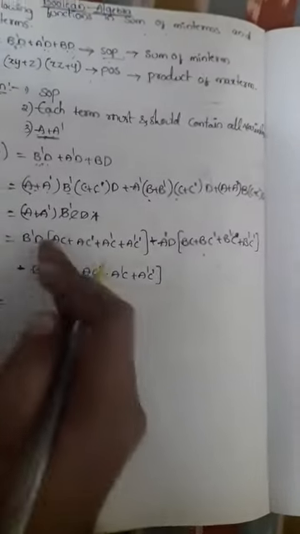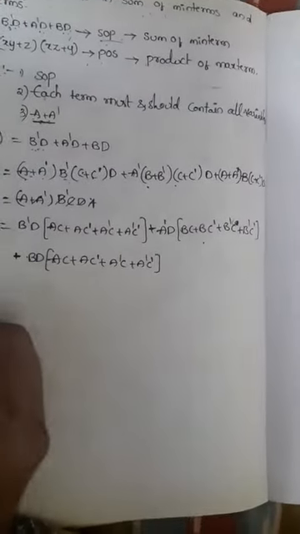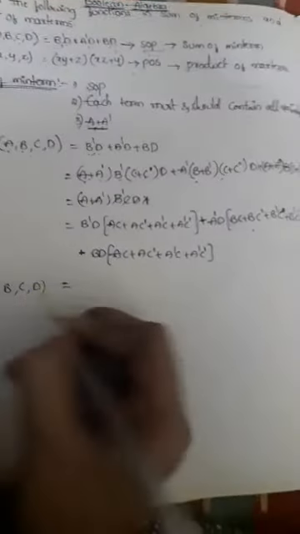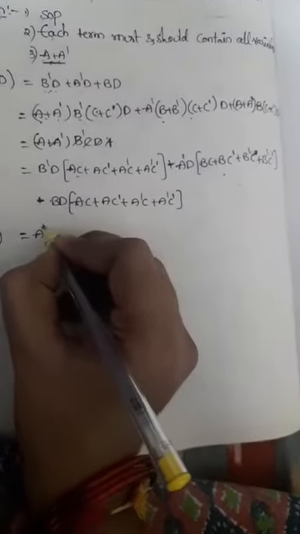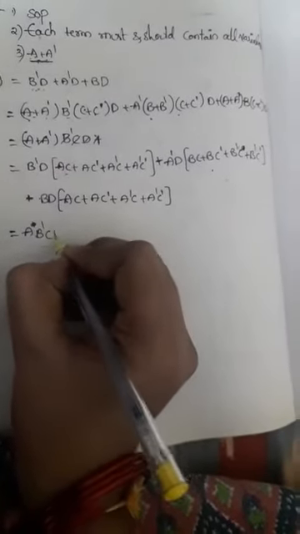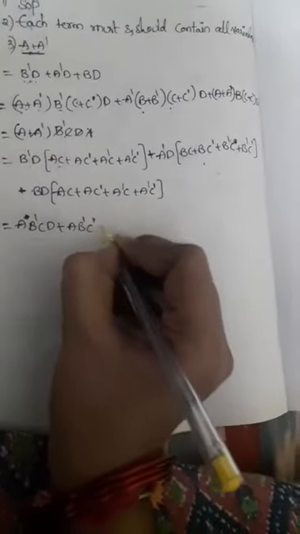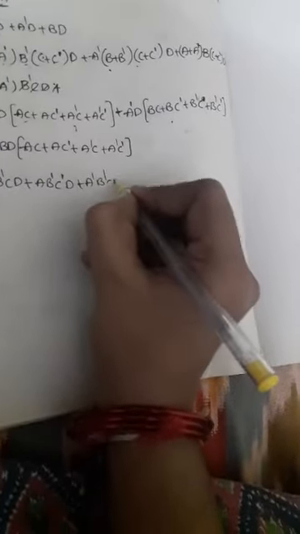Okay, so now simplify this part. So here f of a, b, c, d is equal to, now multiply each and every term: a b complement c d plus a b complement c complement d. So for the third term, a complement b complement c d plus a complement b complement c complement d.